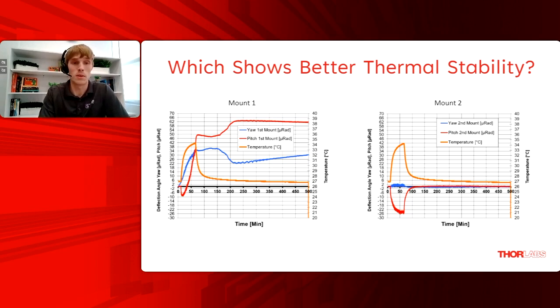Mount 2, on the other hand, depicts a solution to those thermal swings, showcasing the more limited change in deflection angle during that thermal shock, but more importantly, the return of the pitch and yaw measurements back to their original starting position as the temperature returns to normal. And you can see that pretty much at the tail end here, the pitch and yaw in red and blue are going to come back down to that zero line, which is important to maintain stability.